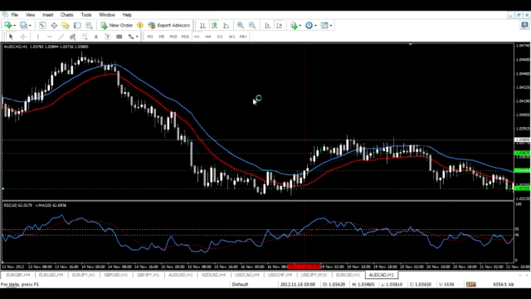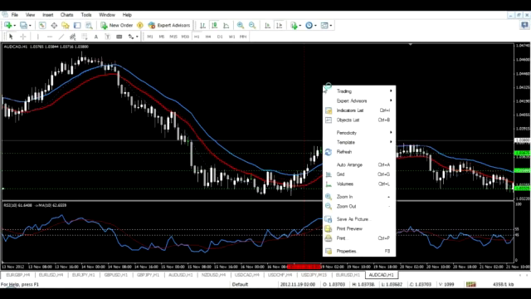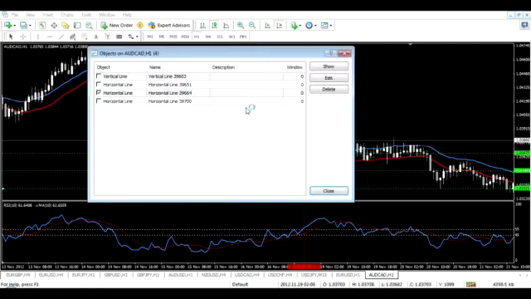Sorry, I'm talking and chart looking and question reading all at the same time. Do I exit early? There are going to be times where you might want to consider an early exit. Let me get rid of the lines on the chart here. Objects list.